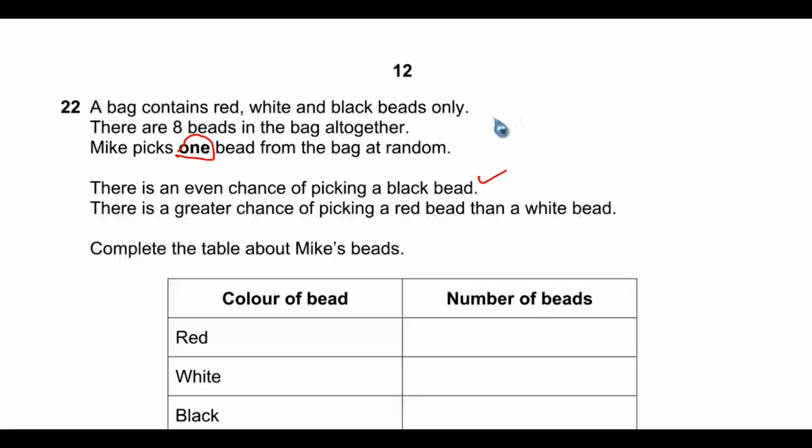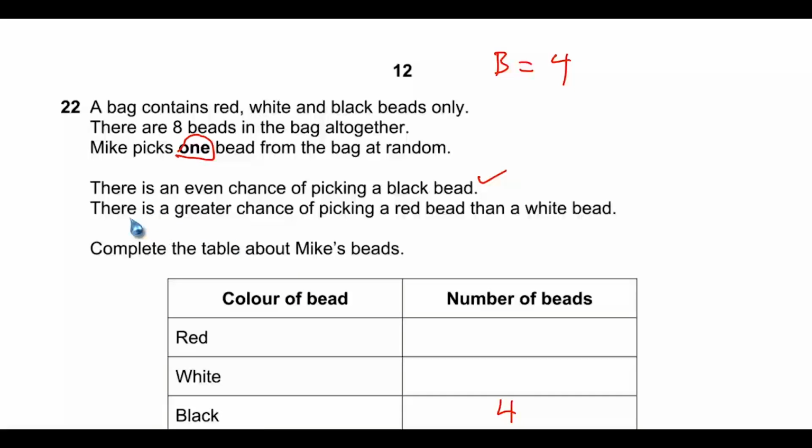So that means for you to have half of the population, the number of beads must be half of this total. So the number of black beads must be half of the total. So we can say B for black equals 4. That is the implication. So I can put 4 here for black.